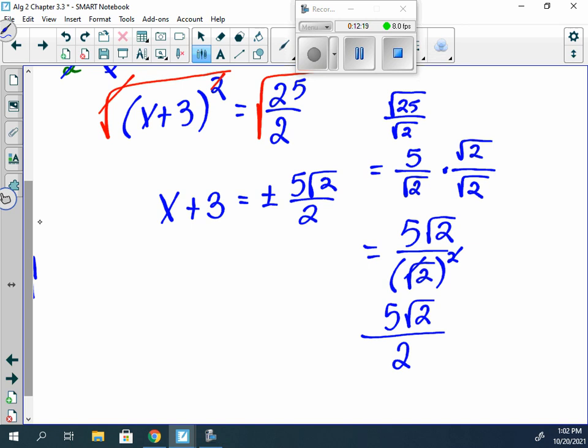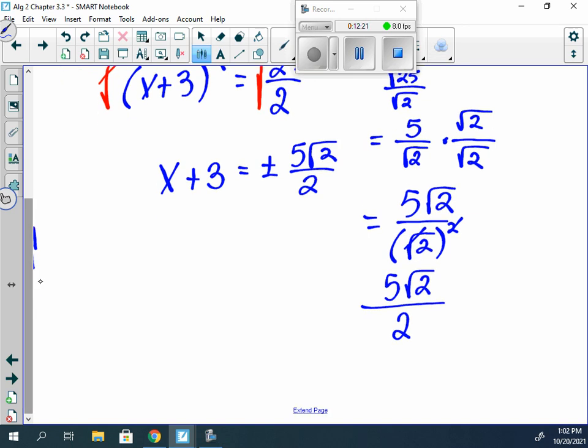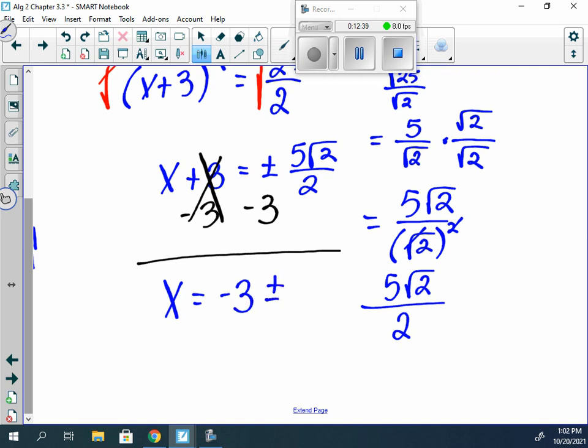Now, is x by itself? Well, now we have the plus 3, so we need to do one last step to get x by itself. And that would be to subtract 3 from both sides, because those would become 0, leaving x by itself is equal to negative 3 plus or minus 5 square root of 2 over 2.